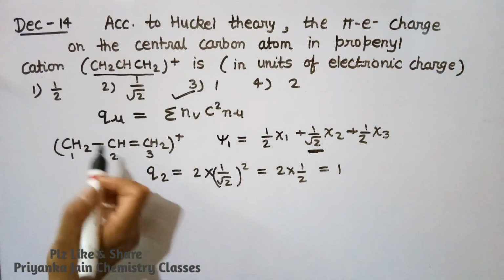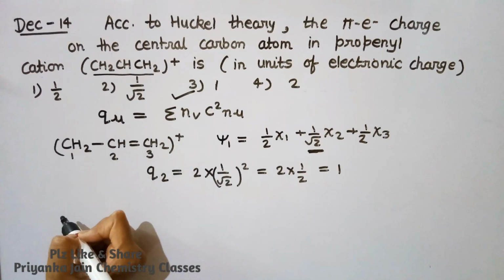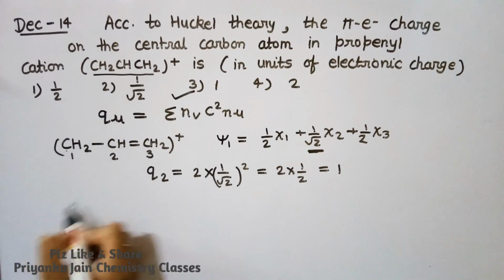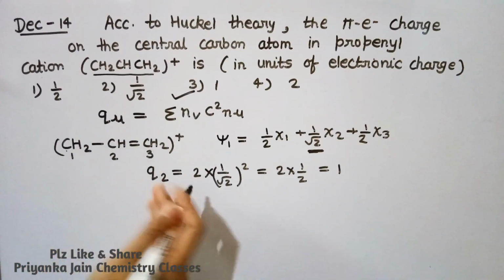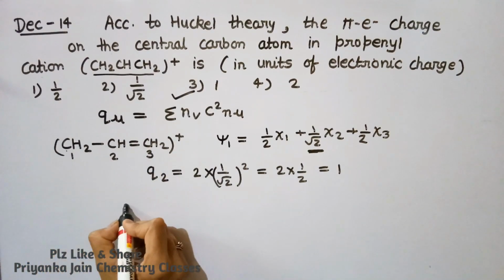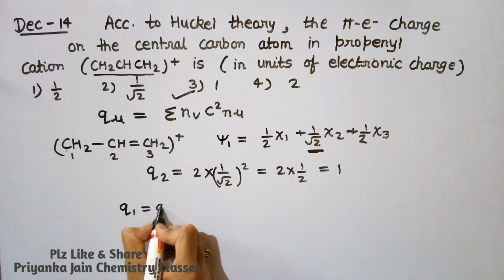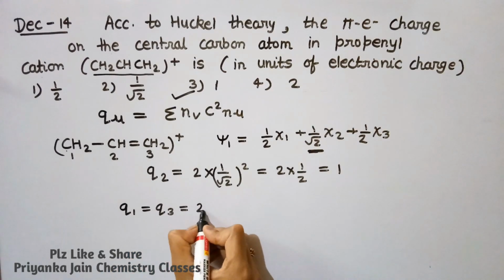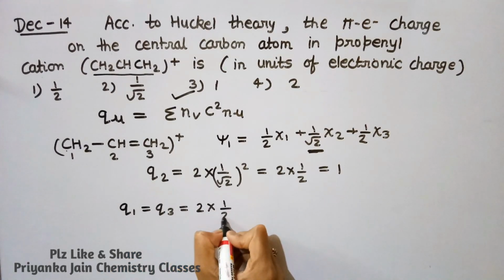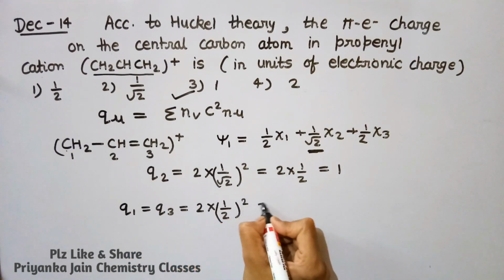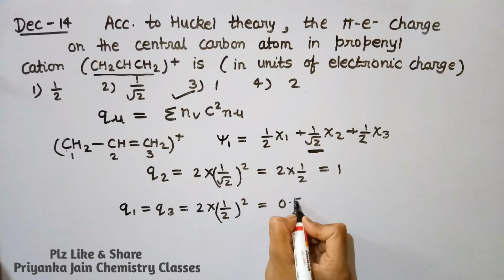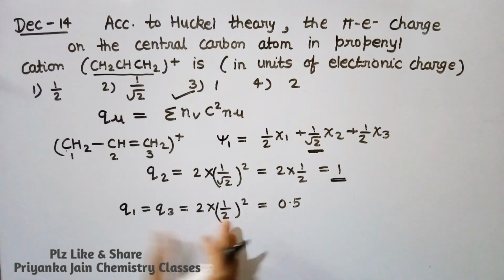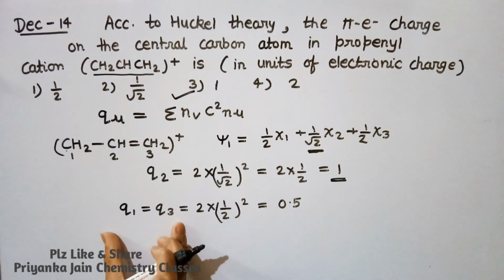Now if we have asked about this carbon or this carbon, then what we will do? Suppose they can ask about this carbon atom or this carbon atom. So we have to similarly apply here for Q1 or for Q3. Both have the same coefficients, we know. So we have to do in the same manner, in this way. So we will get, it will be equal to 0.5. But this is not asked in the question. We have asked this one, okay? This I am giving you for your better understanding, right?